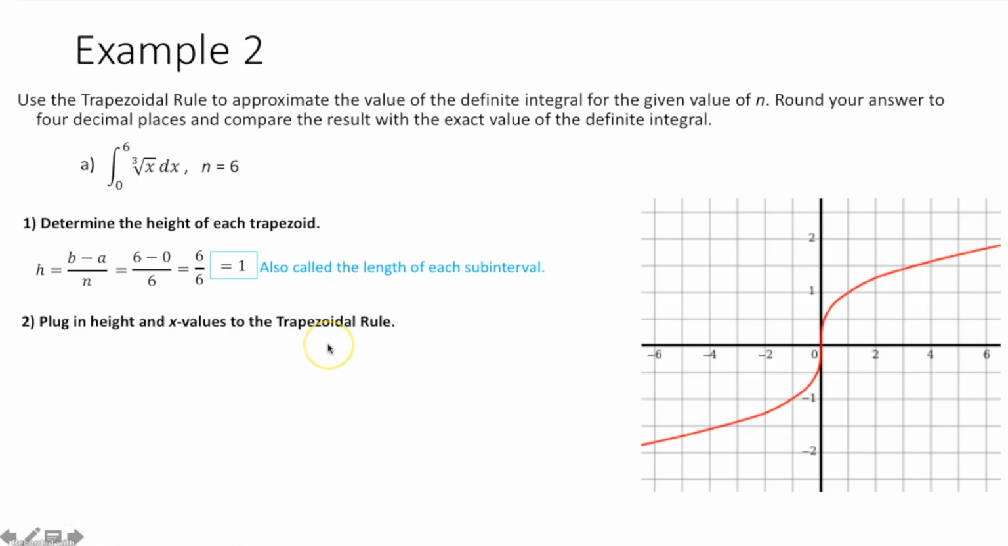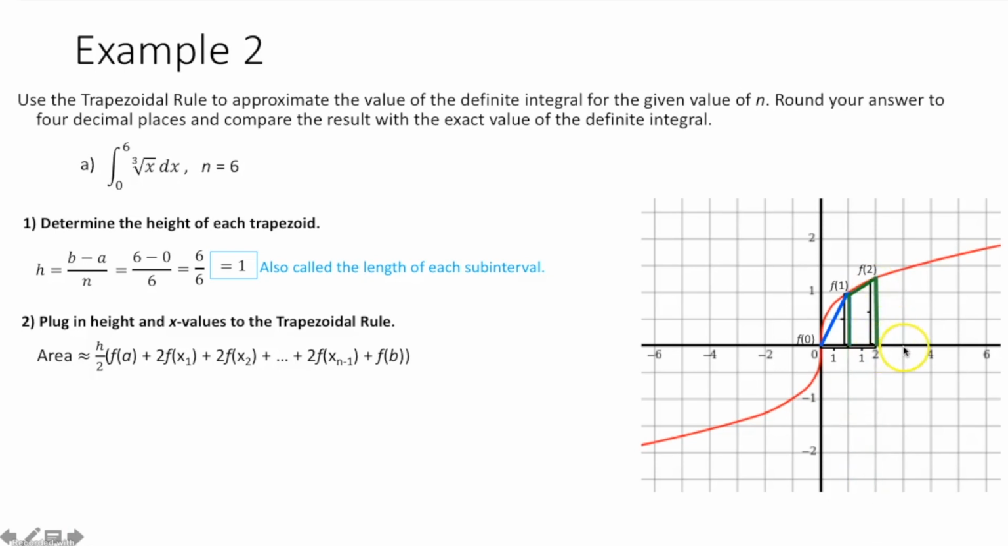Next, we need to use the trapezoidal rule and plug in our height, which is 1. And then we need to figure out what f of a, f of x sub 1, f of x sub 2 are. So let's go ahead and do that. Our first subinterval, we have a height of our trapezoid of 1. This base we calculate by finding f of 0. This base we calculate by finding f of 1. There's our first trapezoid. Next trapezoid, height of 1. This base we calculate by doing f of 1. This base we calculate by doing f of 2. Now we have our second trapezoid.